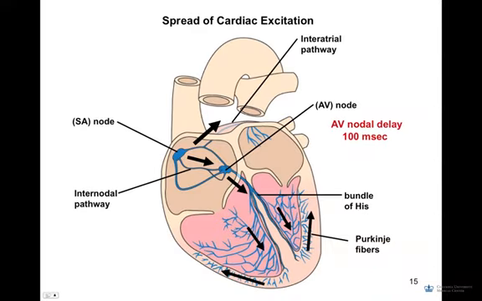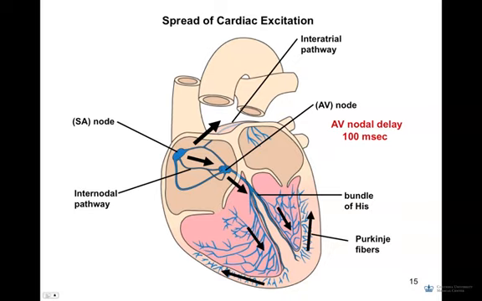So the cardiac action potential starts in the SA node. Once the SA node fires, it quickly spreads in two directions at once. It spreads to the left atria through what we call the interatrial pathway, the fibers that connect the SA node to the left atria. It also goes through the internodal pathway, which are the fibers that connect the SA node to the AV node.